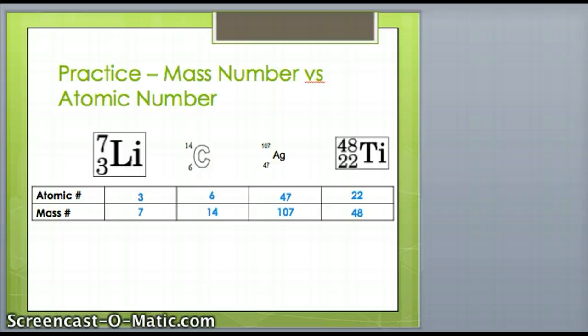All right, now let's do this right here. Here's some practice. Mass number versus atomic number. So these are all nuclear notations of different elements. This one is lithium. This one is carbon. Ag is actually silver, and Ti is titanium. So the ones that are on top are the mass number. So lithium, there you go, 7, lithium, atomic number 3. Likewise, carbon, 14 is on the top, and in this chart the atomic number is on the bottom, 14, 6, etc. You can figure that out.